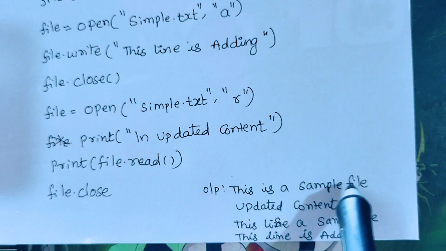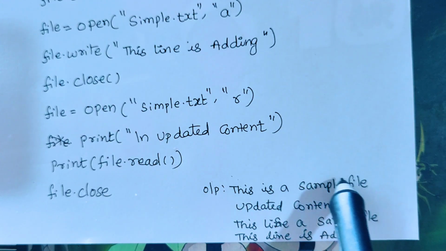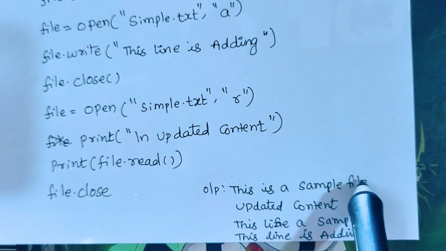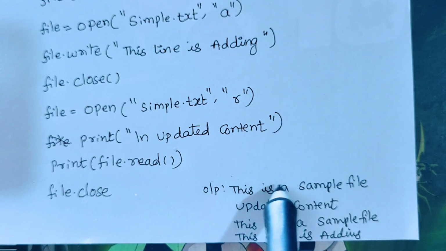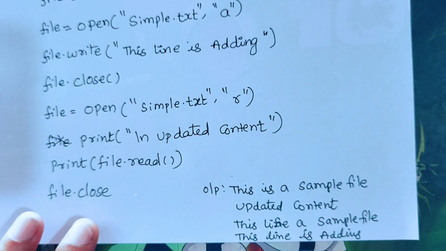This is a sample file. Again it displayed, this line is adding, which means it is the appended line. First it displays the write mode content, this is the first read. Then it displays the read mode content again, and this is the appended line content.